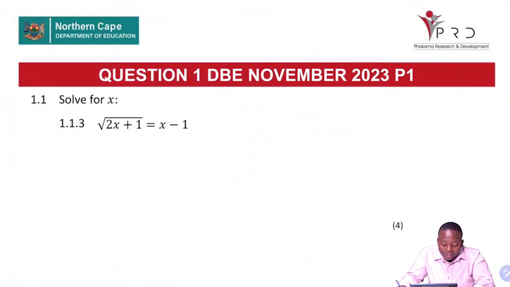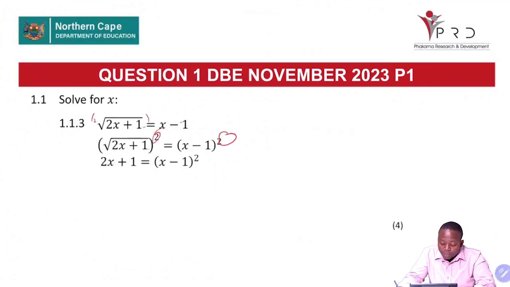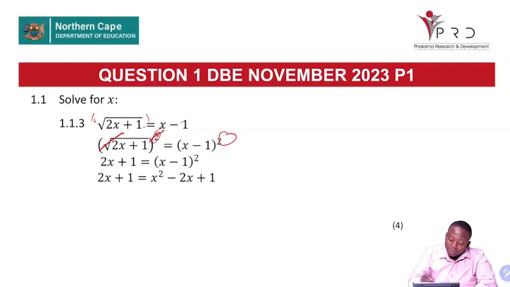Question 1.1.3, we're still solving for x. What we have now is the square root of 2x plus 1 is equal to x minus 1. So what do we do here first? We need to get rid of the square root, so we'll square both sides. After squaring both sides, the square and the square root cancel and remove our square root for us. Then on the other side, our right-hand side, we remain with x minus 1 all squared. Thereafter, we just expand here.